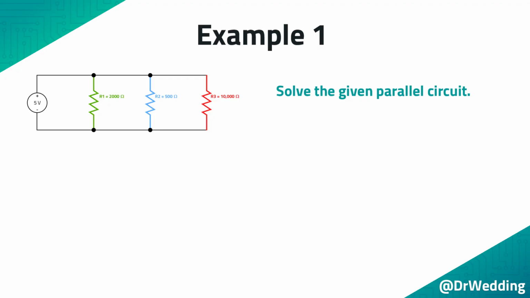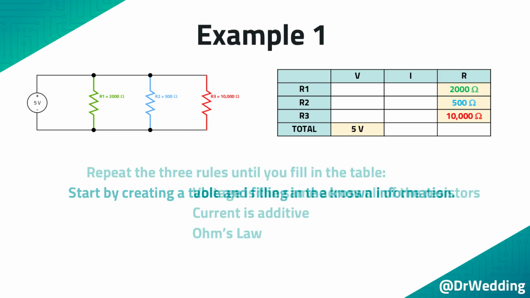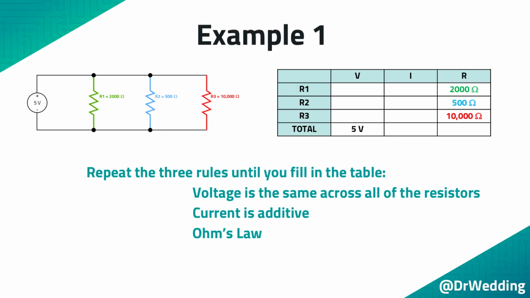The best way to learn how to solve a parallel circuit is through an example. In example 1, solve the given parallel circuit. This will be done with the three rules that were just introduced. Start by creating a table and filling in the known information. Then, you just need to repeat the three rules until you fill in the table.